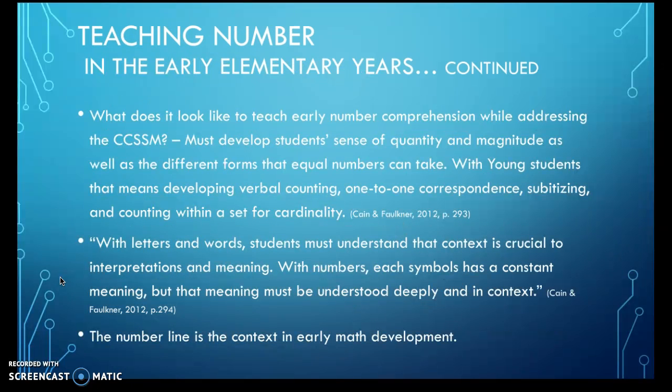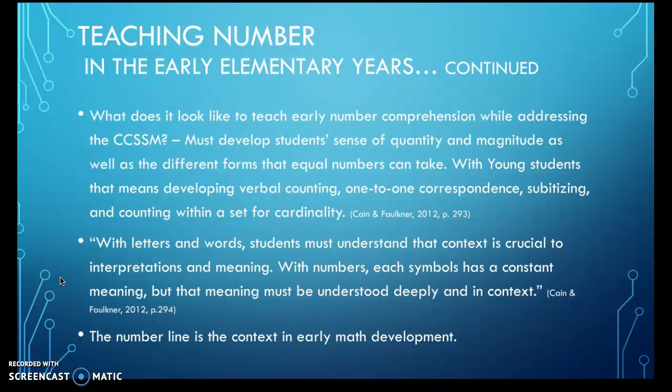The article then continues on to talk about what it looks like to teach early number comprehension while still addressing the CCSM. It pointed out some things that students need to develop in order to have number comprehension. They were quantity, magnitude, verbal counting, one-to-one correspondence, subitizing, and cardinality.